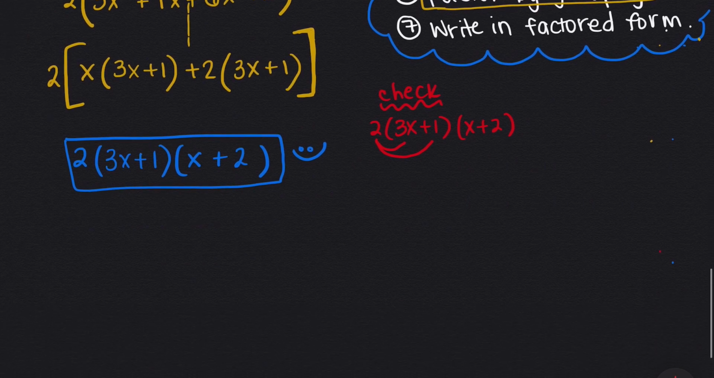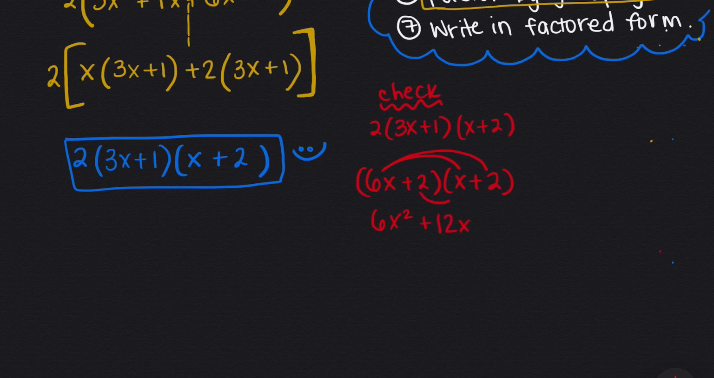Okay, so if we multiply 2 times 3x, we get 6x. 2 times 1, we get a positive 2. Put it in parentheses, and we still need to multiply by that x plus 2 that we haven't touched yet. Now we can FOIL, so 6x times x, that's 6x squared. 6x times 2, that's a plus 12x. 2 times x, that's a positive 2x. And 2 times 2, that's a positive 4.